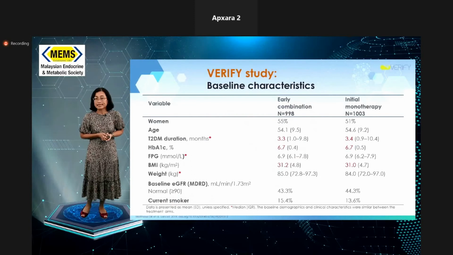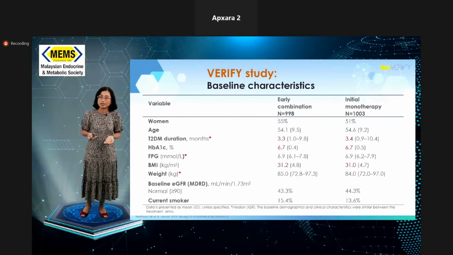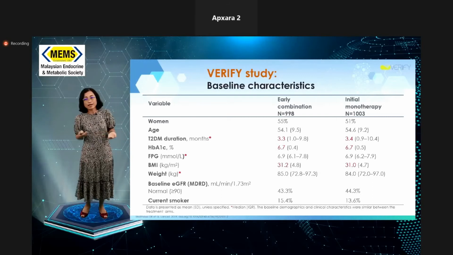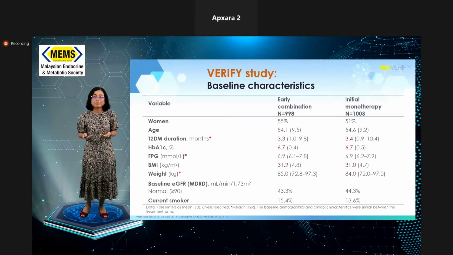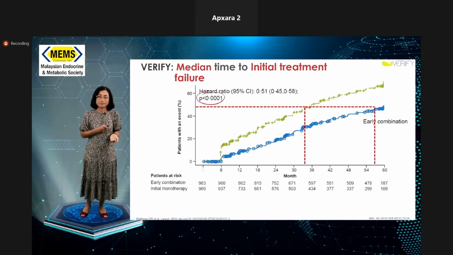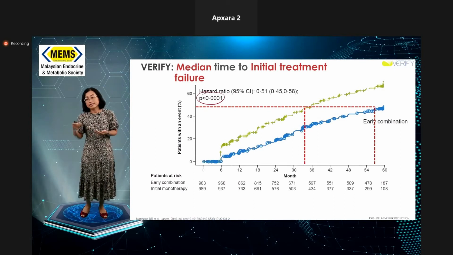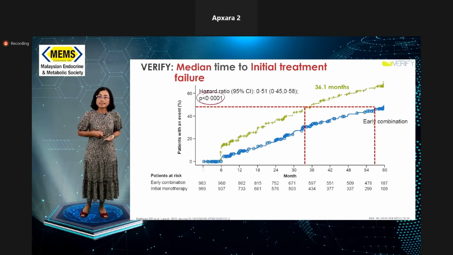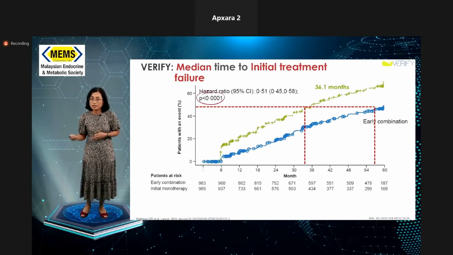These were the baseline characteristics of the VERIFY trial, and we can appreciate the type 2 diabetes duration of only 3 years and A1C at baseline in both groups of just below 7%, or 6.7%, an A1C that was mildly elevated and a level that you and I may sometimes be inclined to wait and see. Now look at what happened with this trial. Those put on metformin monotherapy and optimized on that monotherapy had a time to treatment failure, where their A1Cs went beyond 7%, of 36 months or 3 years.